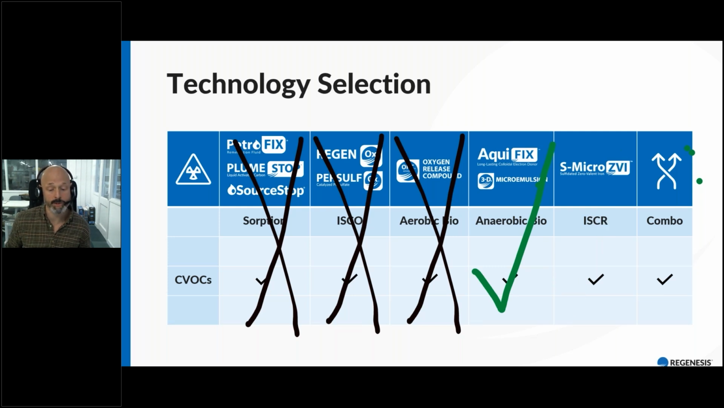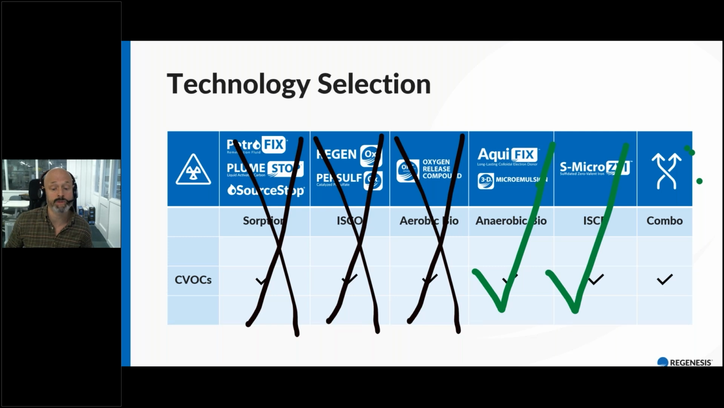ISCR, in situ chemical reduction. So this will really accelerate TCE destruction via two pathways, by augmenting further the biological pathway, but also through direct chemical reduction. And it's also going to reduce the generation of daughter products. So again, aligning with our site goals. So tick for that one.